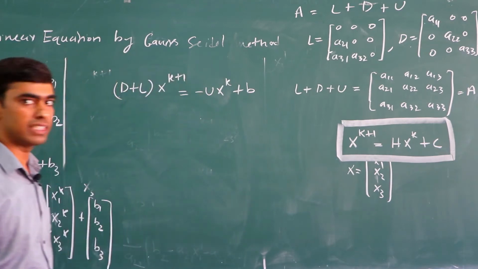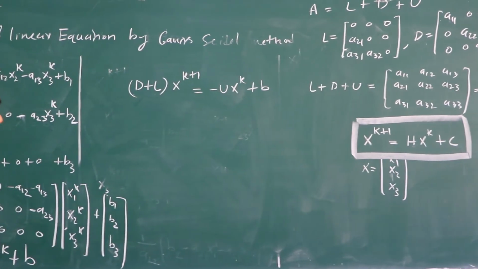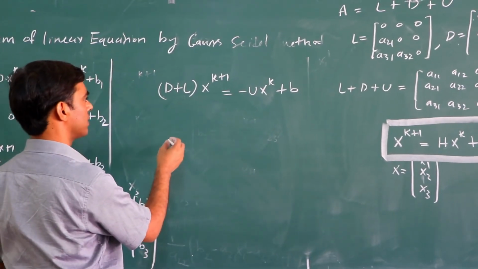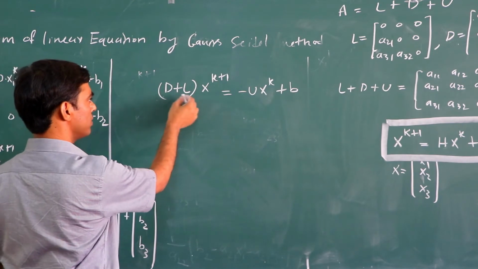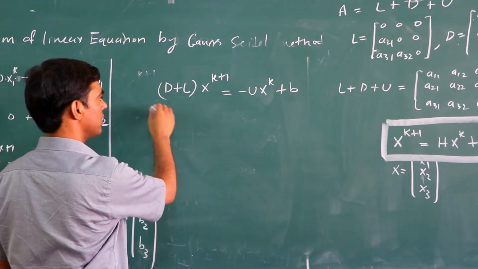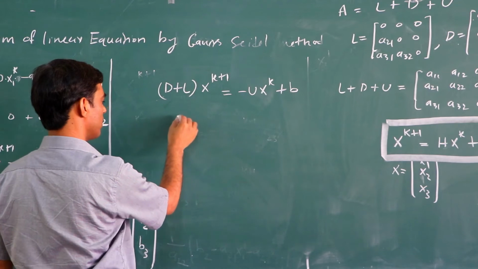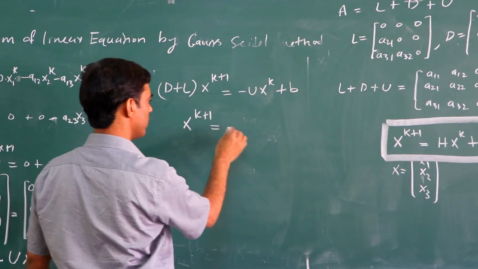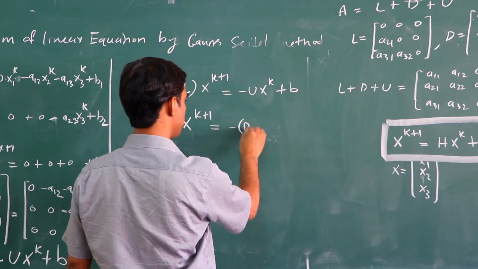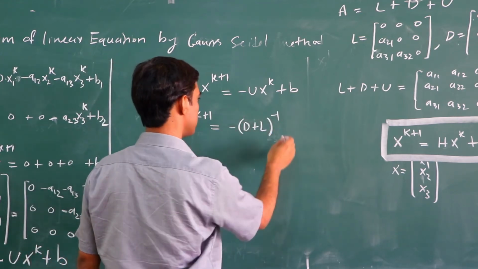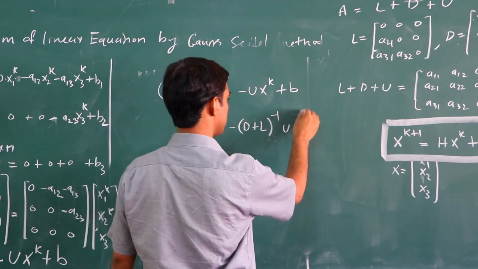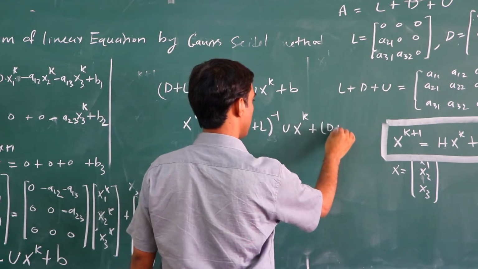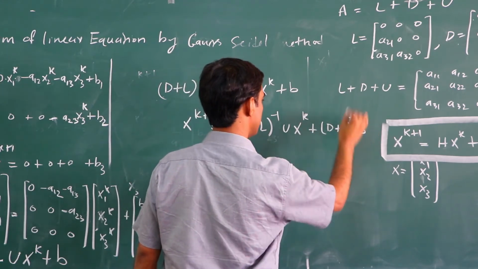This one is an iterative scheme. So we multiply by D plus L inverse. D plus L inverse into D plus L becomes the unity matrix. So multiplying by D plus L inverse, x k plus 1 equals minus D plus L inverse U x k plus D plus L inverse V.